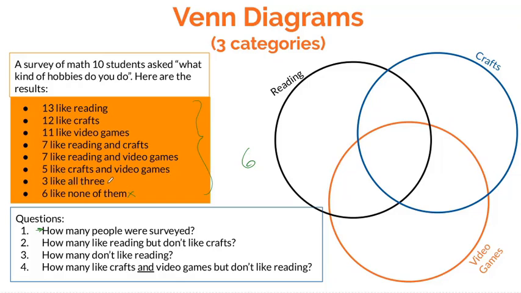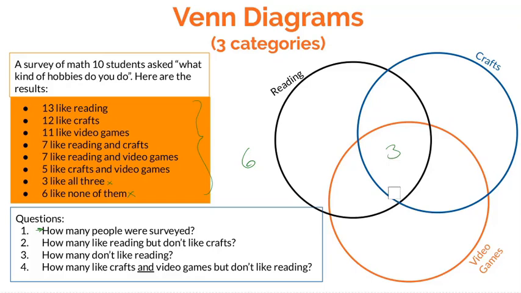So the easiest place to start is the place with the most overlapping, because we're not double counting there. And if you think about where those people go, it's going to be right in the middle where all 3 circles intersect. So I know I've got 3 people in the intersection here.